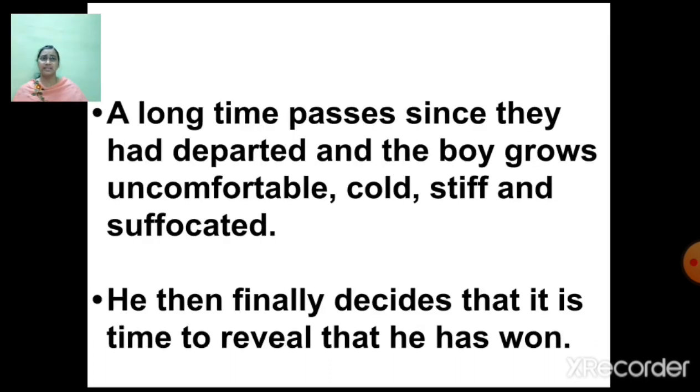A long time passes since they had departed, and the boy grows uncomfortable, cold, stiff, and suffocated. He then finally decides that it is time to reveal that he has won. Later the boy was feeling very uncomfortable in the tool shed. He was feeling very cold. He was sitting stiff and very suffocated, and so he was not able to bear all this for a long time. So he finally decided that he will reveal to everyone that he is the winner, as nobody could find him out.